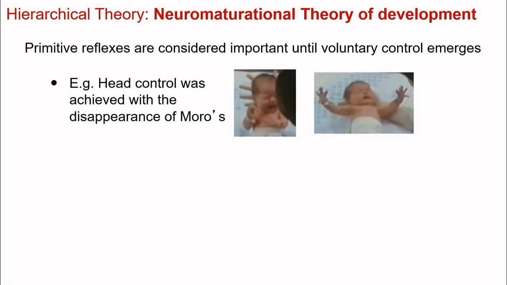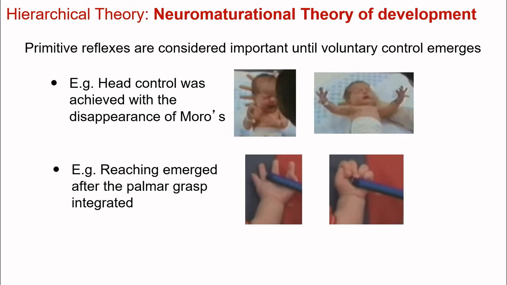Here we see pictures of the Moro reflex. The Moro reflex is a startle reflex and is elicited with stimuli such as loud noises. It is characterized by extension of the arms and legs away from the body and to the side, and then by drawing them together as if in an embrace. The Moro reflex is easily elicited with a slight drop of an infant's head relative to its body axis, when the infant is lying in the supine position. The neuromaturational theory of development proposes that the disappearance of the Moro reflex is related to the achievement of head control.